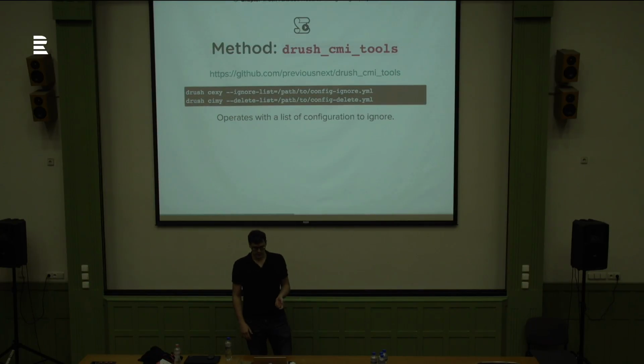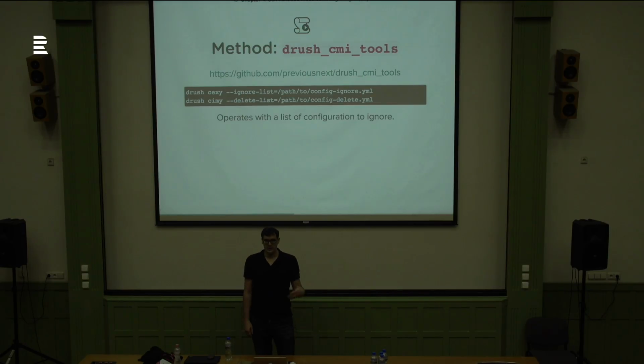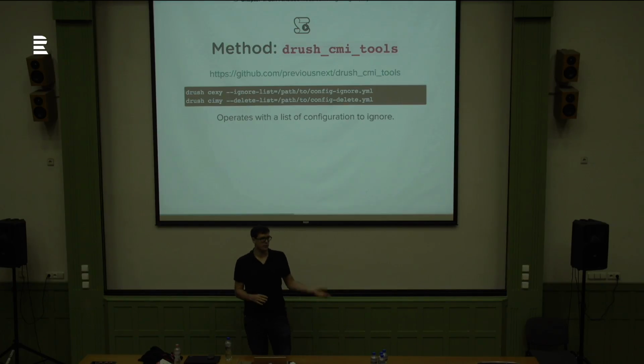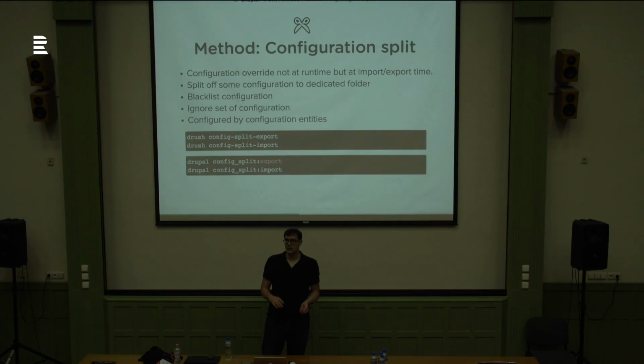There's another method called Drush CMI tools, which provides another Drush command where you can give it an ignore list, where you can basically list a set of configuration that you want to ignore. It's an extension of the first option. And then finally there's a third option, which is yet a more complete extension of it.